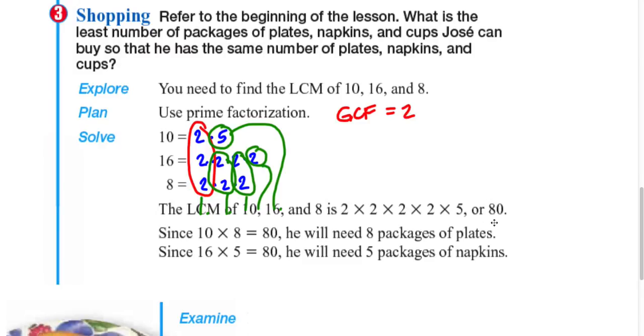So if our LCM is 80, what do we multiply 10 with to get to 80? Using our LCM, which is 80, of course, multiply 10 times 8. Then that means we will need 8 packages of plates. What do we need to multiply 16 by to get to 80? That would be 5. So we need 5 packages of napkins. And what do we need to multiply 8 with to get to 80? Multiply it by 10. So we will need 10 packages of cups.